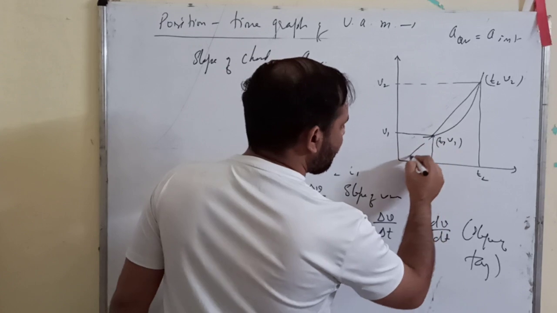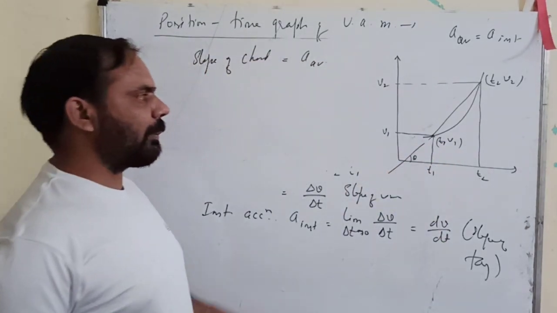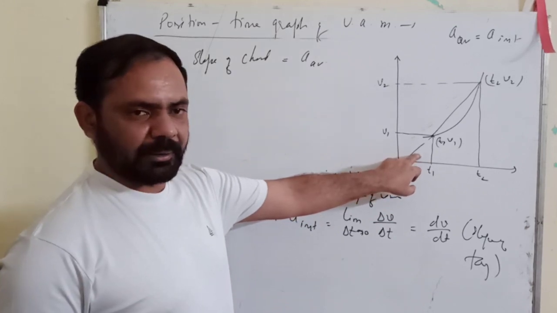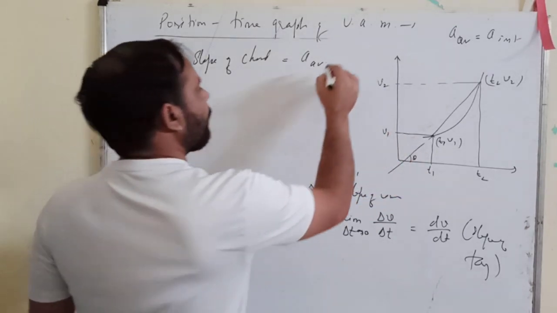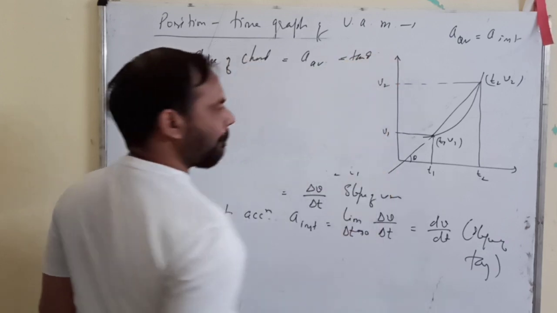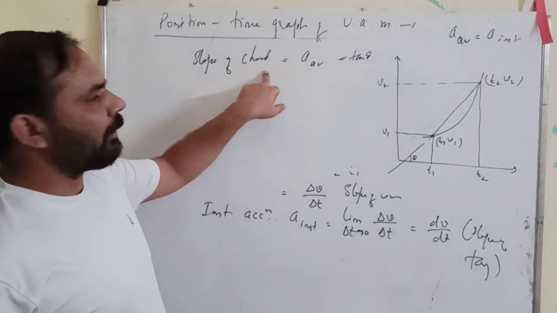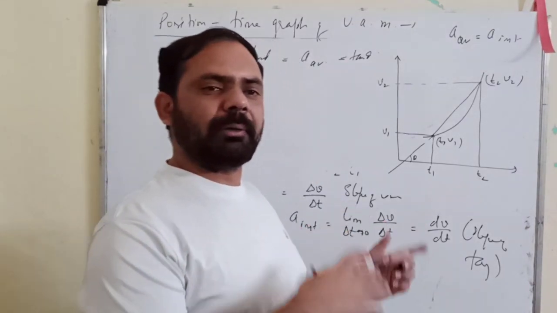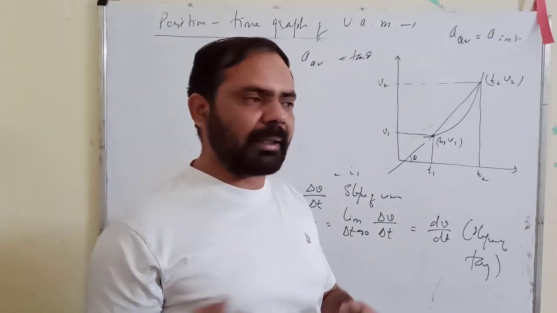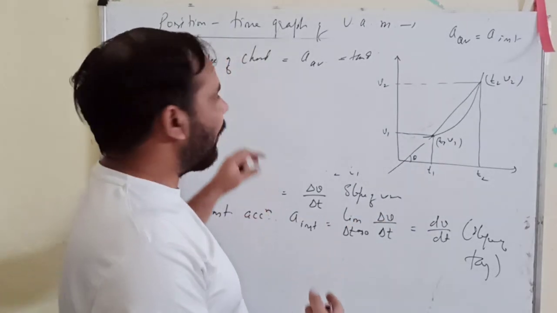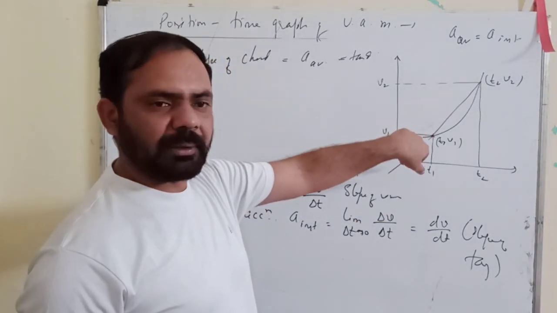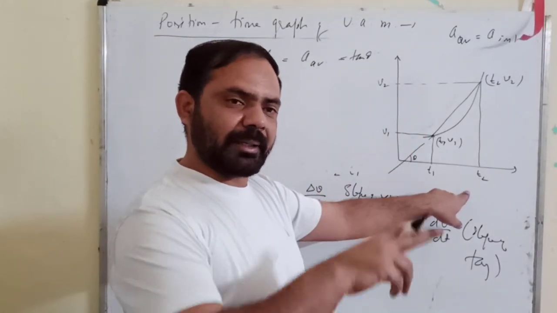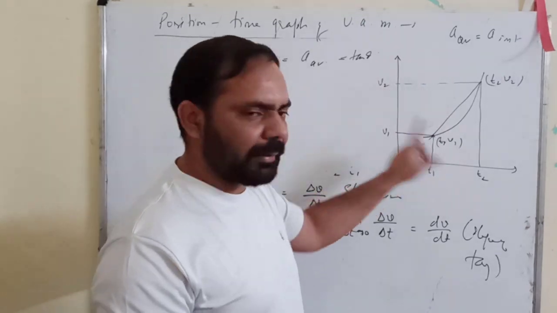Suppose theta is the angle made by the chord with the positive direction of the time axis. The tangent of that theta, tan theta, gives you the slope. The slope of the chord gives you the average acceleration. Nothing new is there, just what we already discussed in the case of velocity, we are repeating here. You get the average by finding the slope of the chord, but your graph should be the VT graph. For velocity it is the XT graph, for acceleration it is the VT graph.